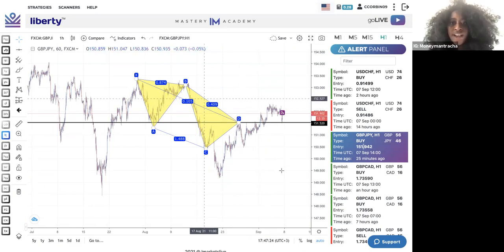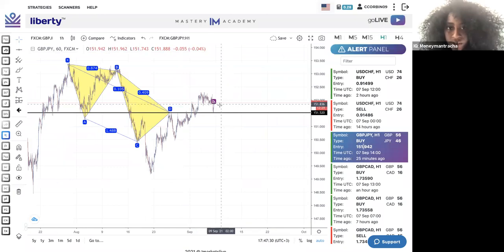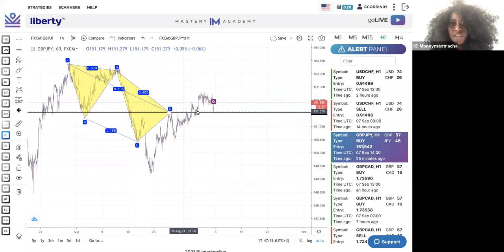Now let's do it to find a recent entry. So remember, the market's up here, and we can actually set this as a sell stop.